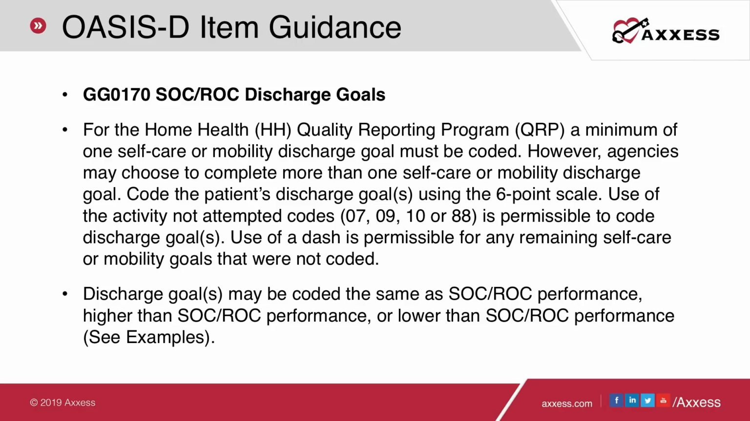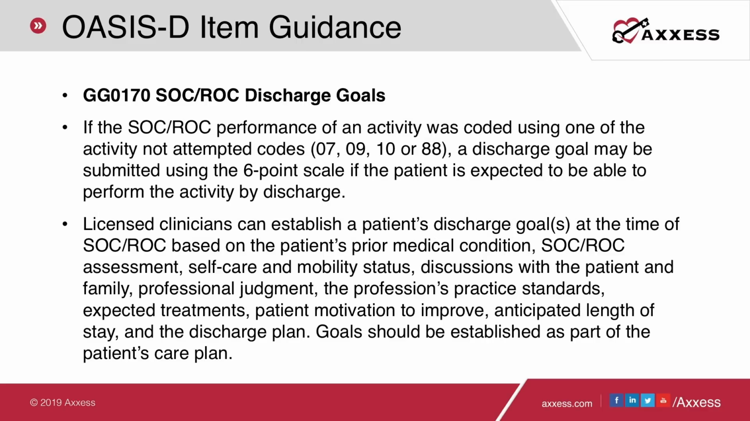Now, discharge goals can still be coded the same as start or resumption performance. They might be higher than or they might be lower than your start or resumption performance. And we're going to get into that in the examples. If the start of care or resumption of care performance of an activity was coded using one of the activity not attempted codes, a discharge goal may be submitted using a 6-point scale if the patient is expected to be able to perform that activity by discharge.